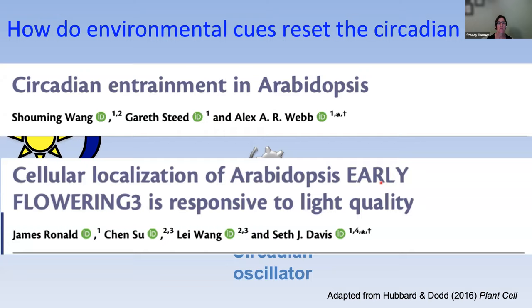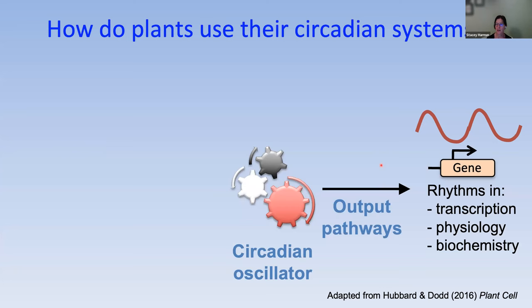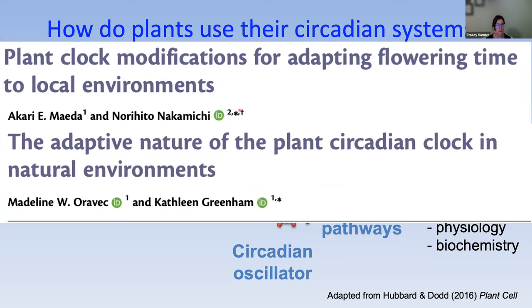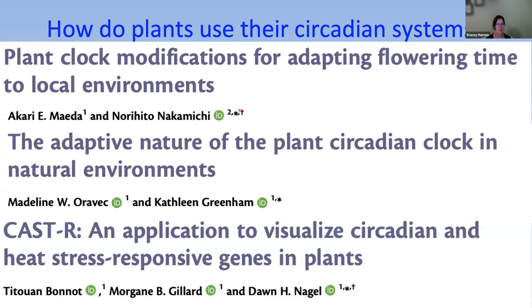Of course, what most of us care about most is how plants use their circadian systems. And so we have an update article from the Nakamichi lab that really beautifully discusses how the clock and clock components adapt plant flowering time to different locations and how this is important for crop species. And Katie Greenham has a lovely update looking at the adaptive nature of the plant clock in natural environments. And finally, there's a tool reported from Dan Nagel's group that I think many people will find quite useful. It's an application that allows you to really easily access the bioinformatic data, visualizing circadian and heat stress responsive genes in a variety of plant species. So I invite you to check that out.